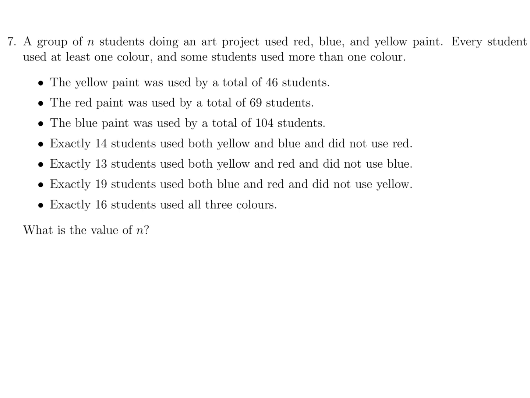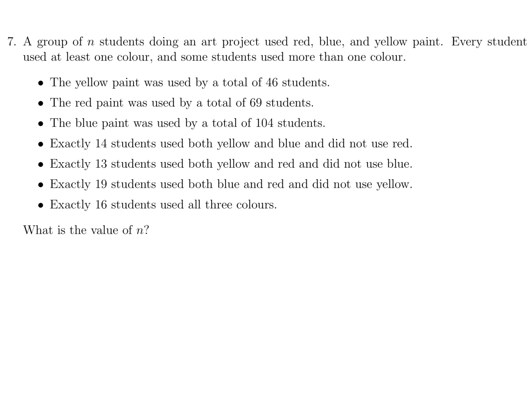A group of N students doing an art project use red, blue, and yellow paint. Every student used at least one color, and some students used more than one color. Yellow paint 46, red paint 69, blue paint 104, 14 used both yellow and blue, 13 both yellow and red, 19 both blue and red, 16 used all three. What is the value of N?